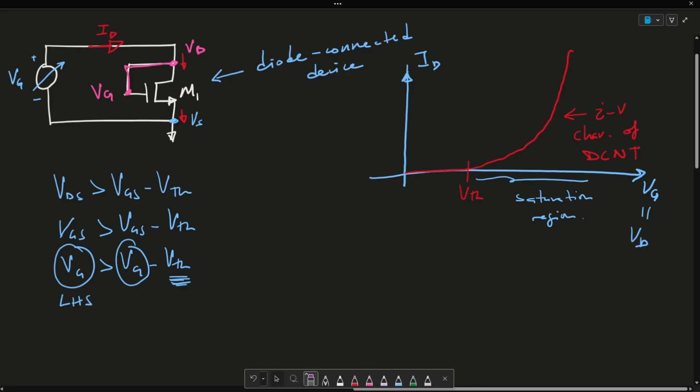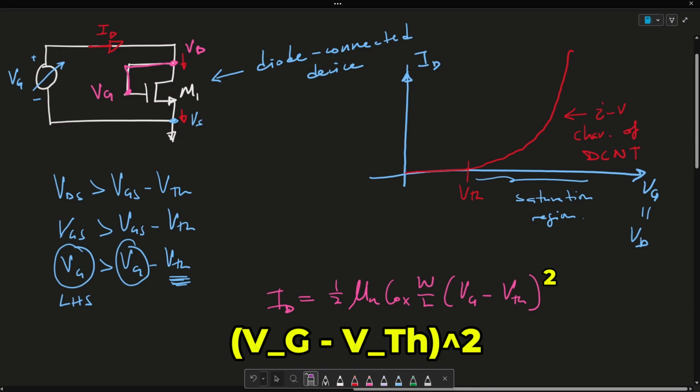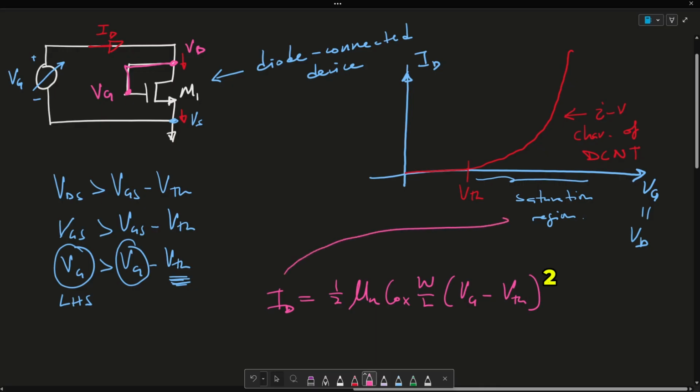So since we're in the saturation region, we can write an equation for ID, and this equation will be 1/2 mu n COX W over L VG minus VTH. Again, let's ignore channel length modulation. And again, note that this is ID in the saturation region. Let's call this equation number 1.